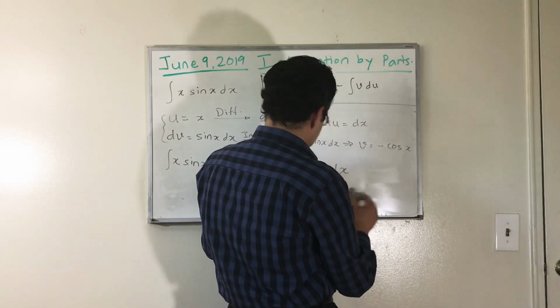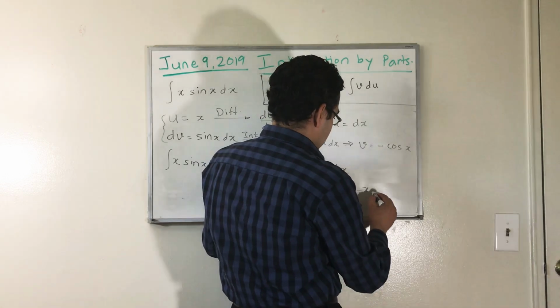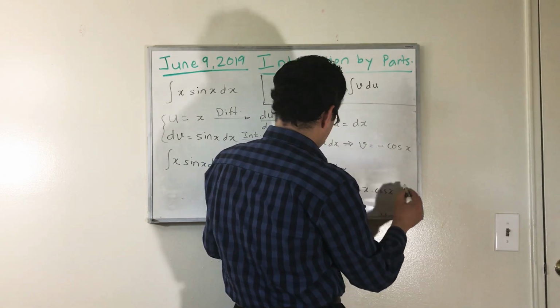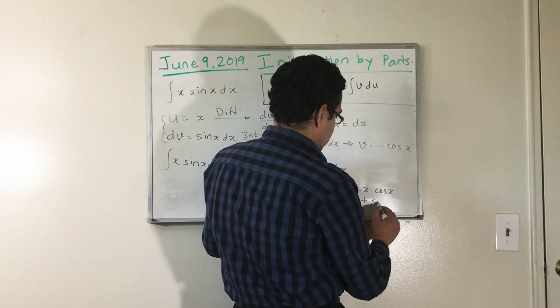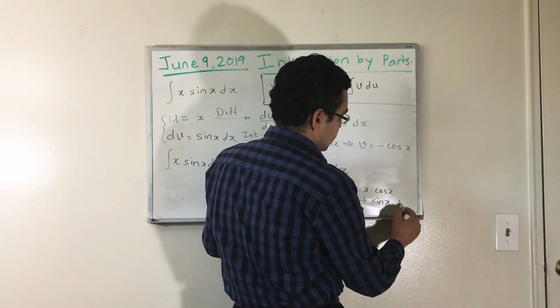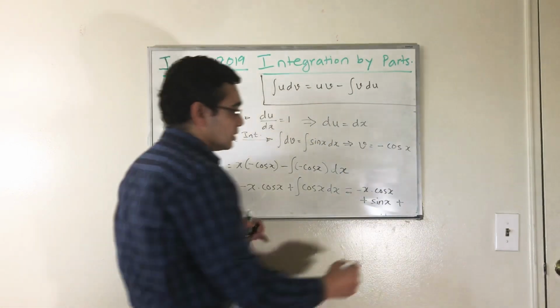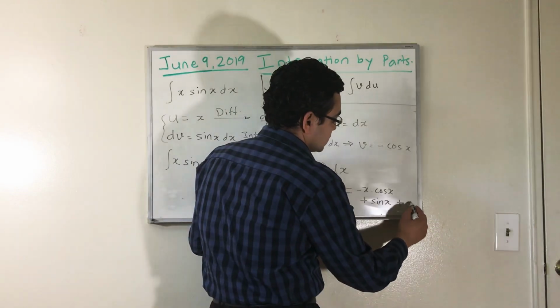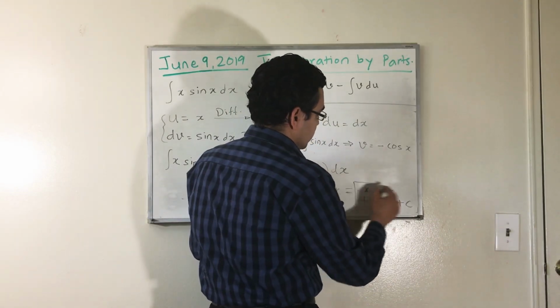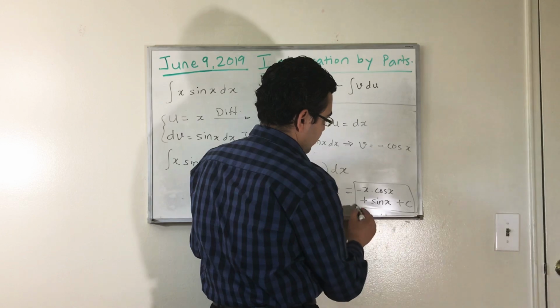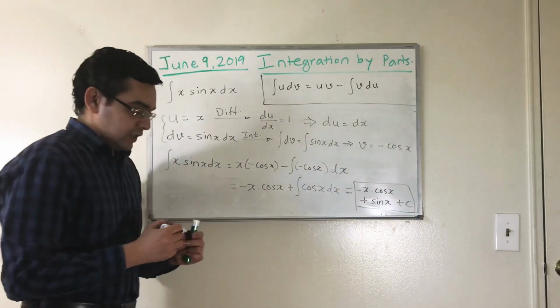So this gives us minus x cosine of x plus sine x, and then I'm going to add a constant of integration, which is plus c. So this is our final answer.